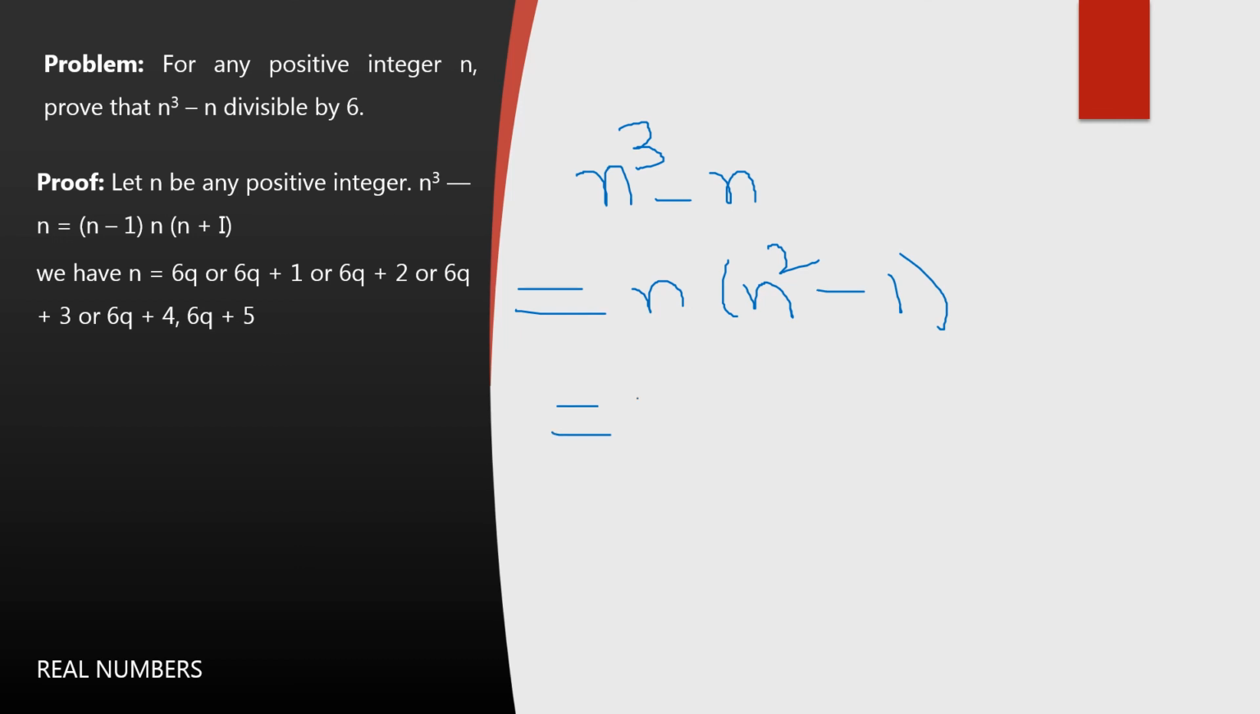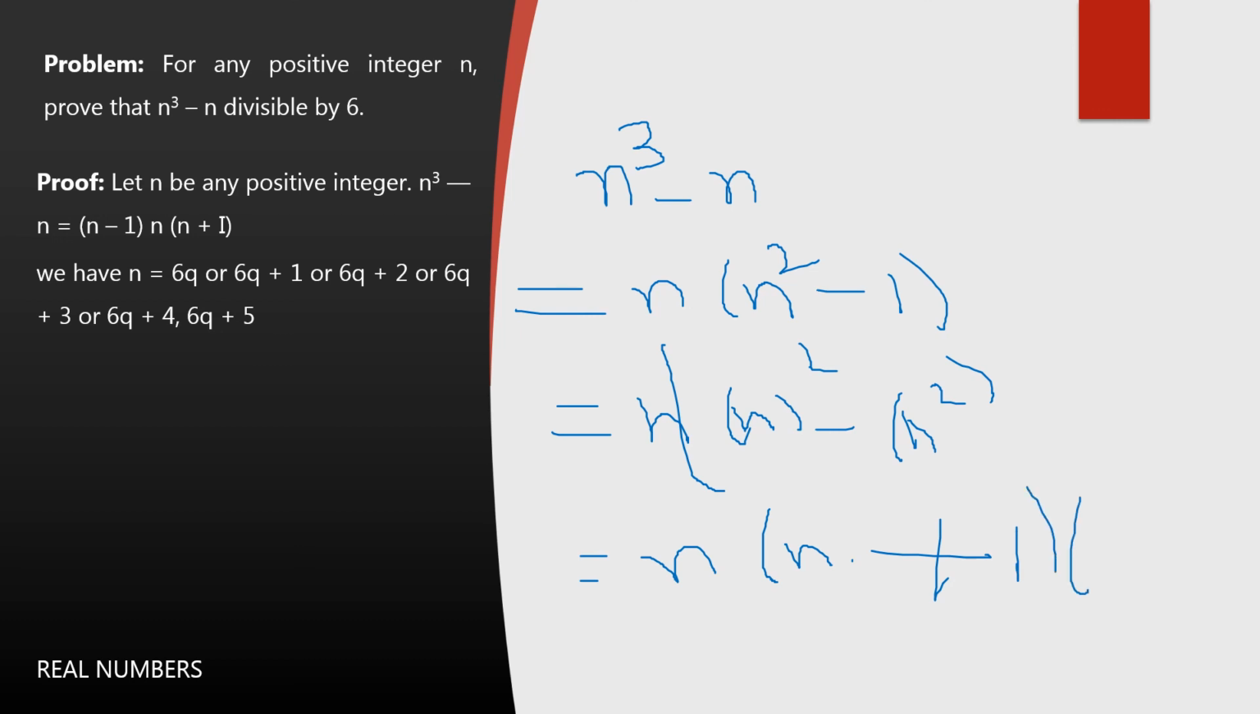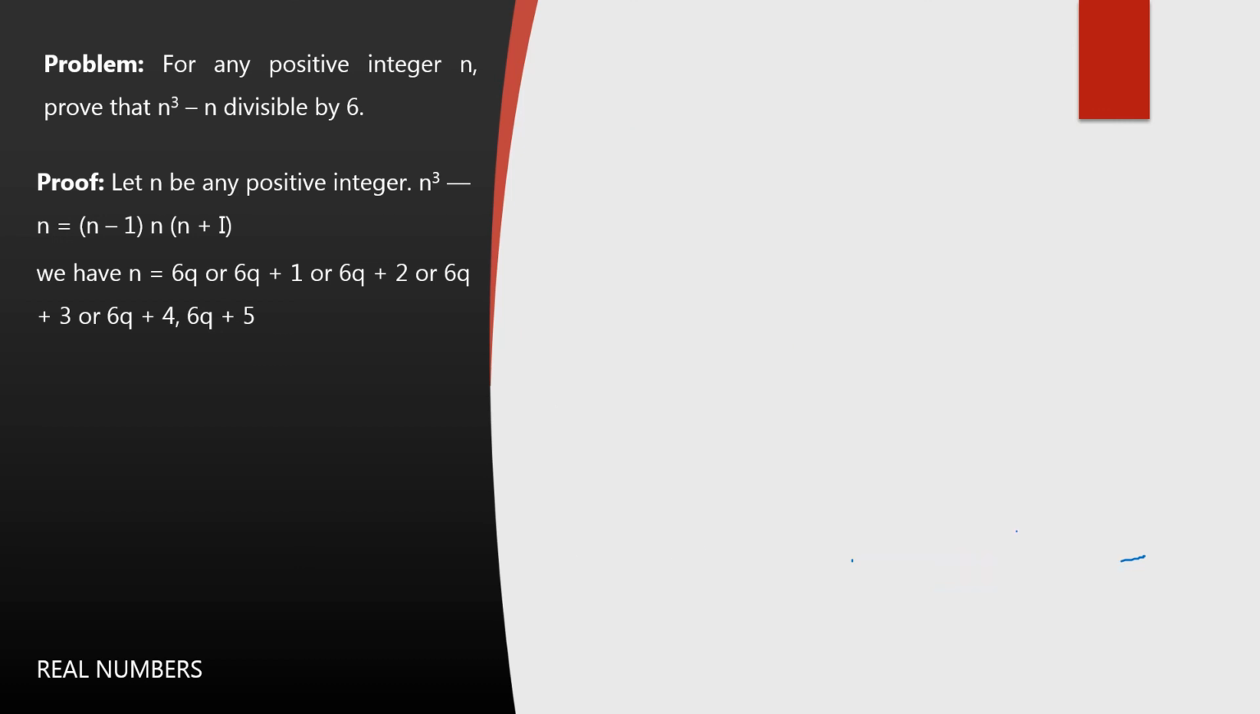Now this n square minus 1, I can write n into n square minus 1 square. Now it looks like a square minus b square. Sorry, a square minus b square is equal to a plus b into a minus b. I will get n into n plus 1 into n minus 1. So I wrote n cube minus n as n minus 1 into n plus 1 into n. Therefore, to check the divisibility of n cube minus n, it is enough to check the divisibility of n minus 1 into n plus 1.